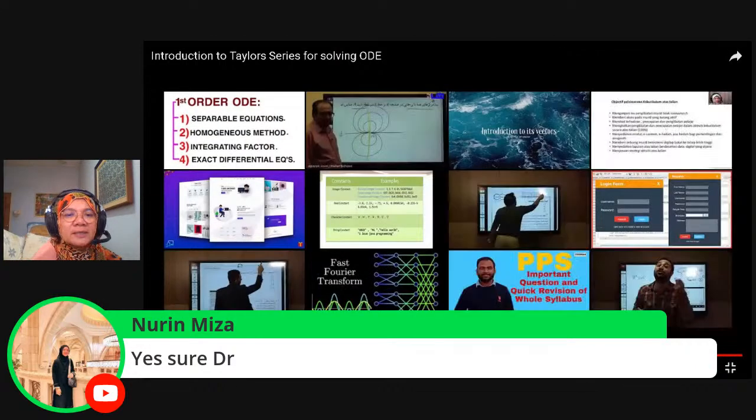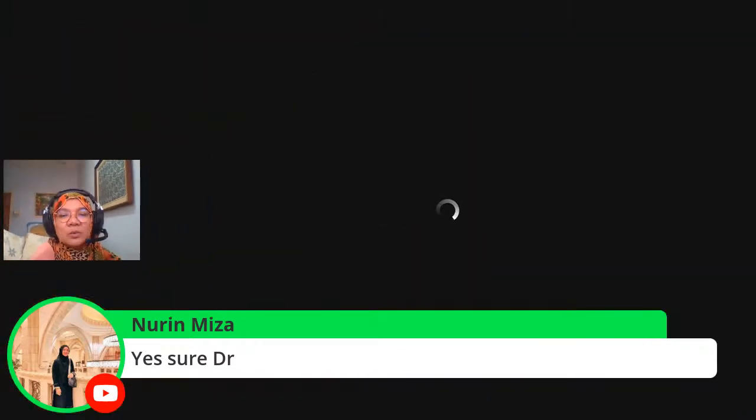All right, so now we stop sharing here. We go to another, stop sharing. We try to go deeper and get more skill with the Taylor series of order 3 to solve the ODE.